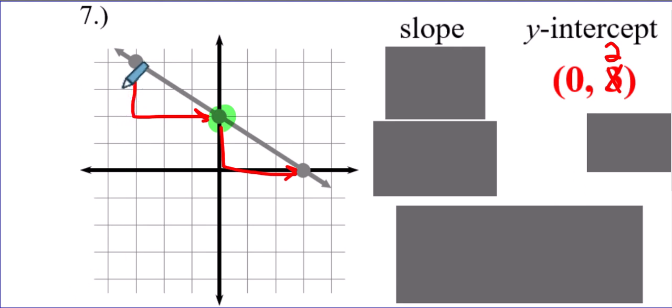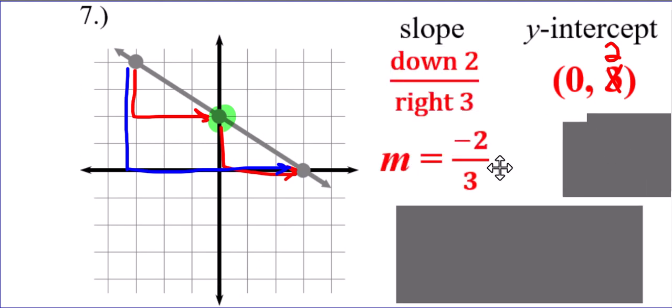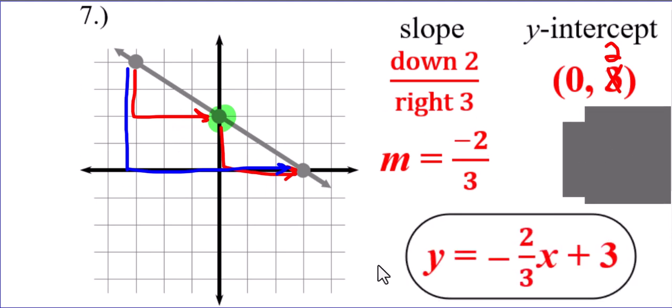forgive me, let me count this again. Down 1, 2, 3, 4 spaces, and then to the right 1, 2, 3, 4, 5, 6 spaces. Either way you do this, you are going to end up getting negative 2/3. Because even if you went down 4, right 6, that would be negative 4 over 6, which still would simplify to negative 2/3. And once again, I didn't fix the typo here on this part either. It should be y equals negative 2/3 x plus 2.